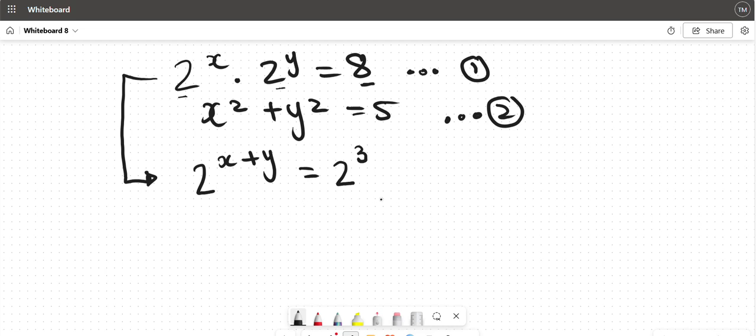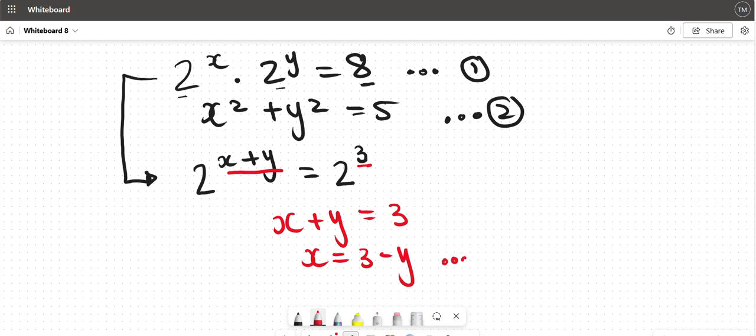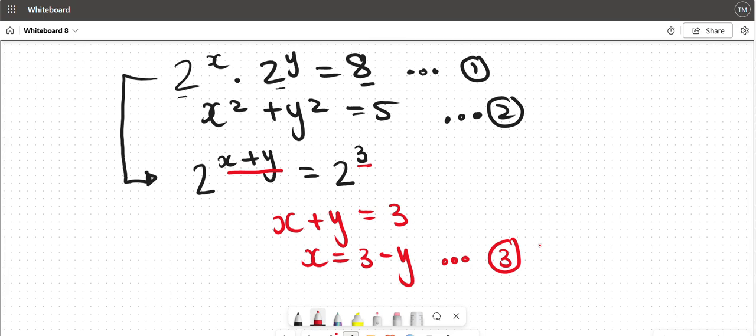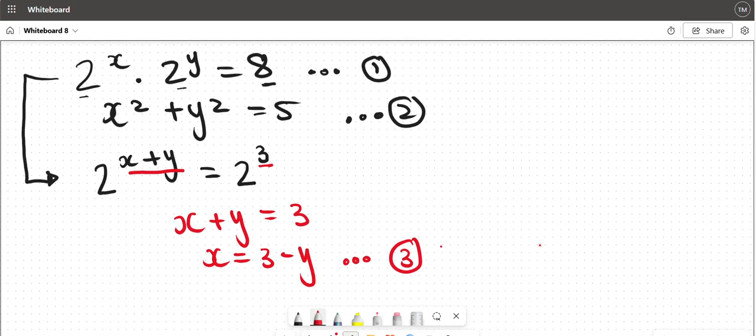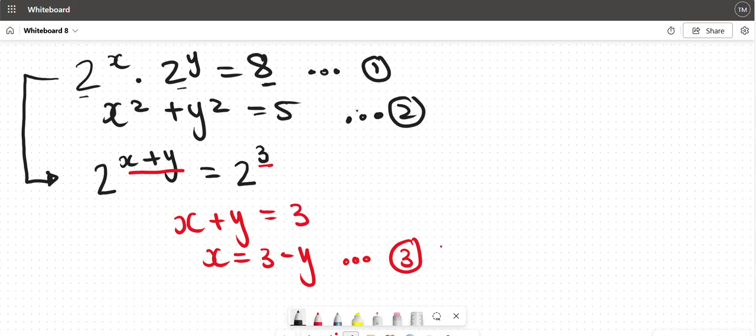So I end up getting this. And here you could just easily make these exponents equal to each other. So it actually simplifies to give me this. And in this, I could just easily make x the subject, x equals 3 minus y, and call this equation 3. Where am I going to use this equation 3? Let's substitute it into equation 2. So sub 3 into 2.